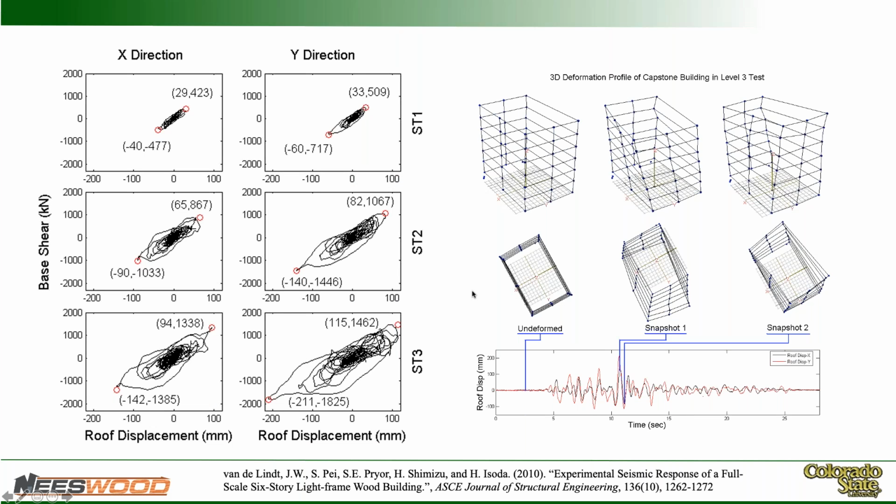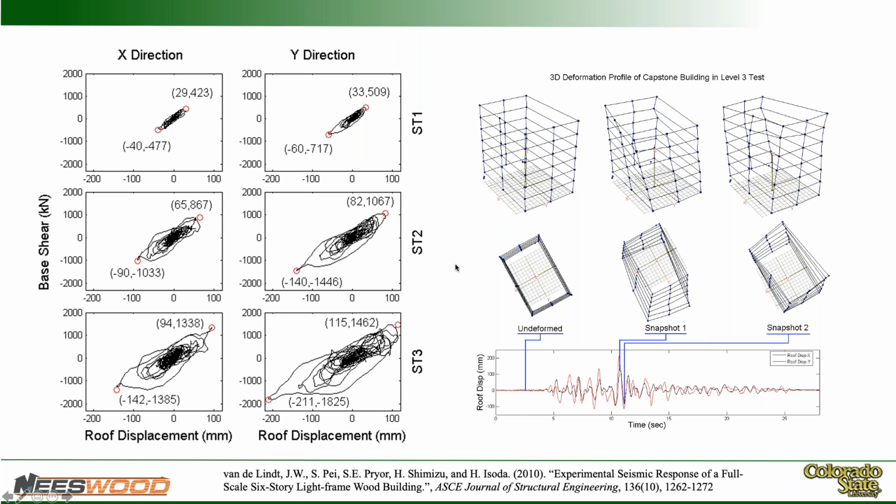And so this is some of the response. I would draw your attention to ST3 down at the bottom right in the middle here, seismic test 3. And so 1,825 kilonewtons of force and about 211 millimeters of displacement up at the roof level. So really, what we would say, fairly good performance.